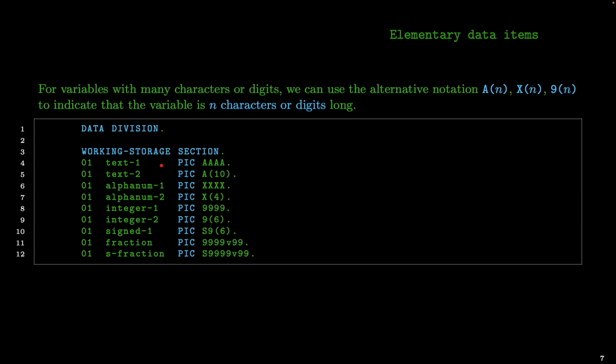Here I have some more examples. We have text declared with repeating A's, and here we have text declared in this manner. A10 means we have an alphabetic string that's 10 characters long. Similarly, I've done this here for an alphanumeric string and for a second integer that now has 6 decimal places. I've changed my signed integer to have 6 decimal places, and I have my fraction, and now I also included a signed fraction here.